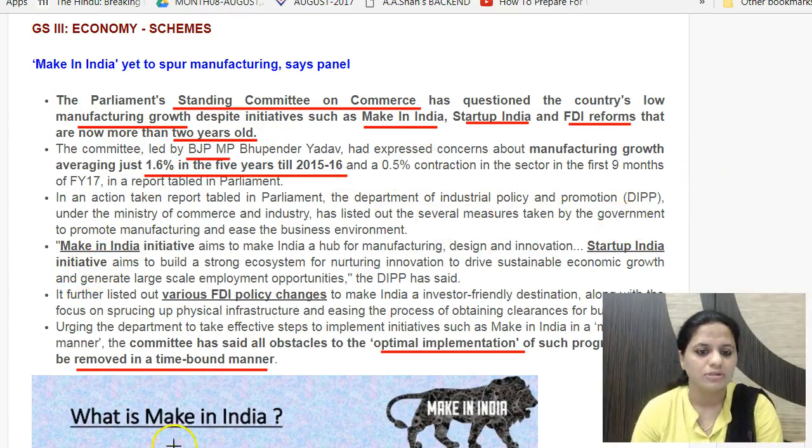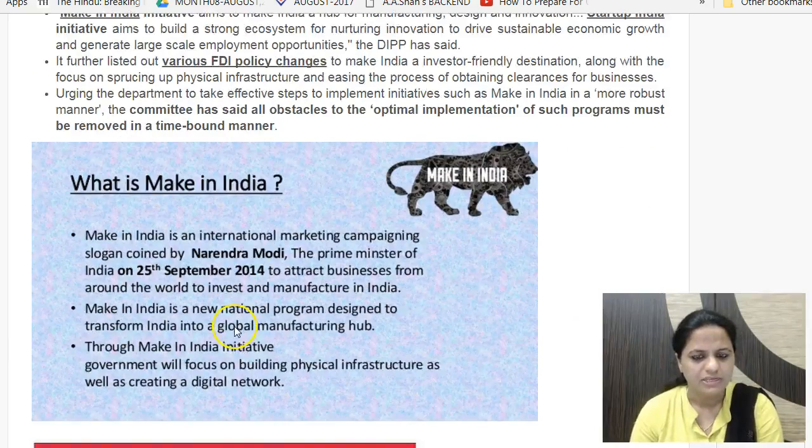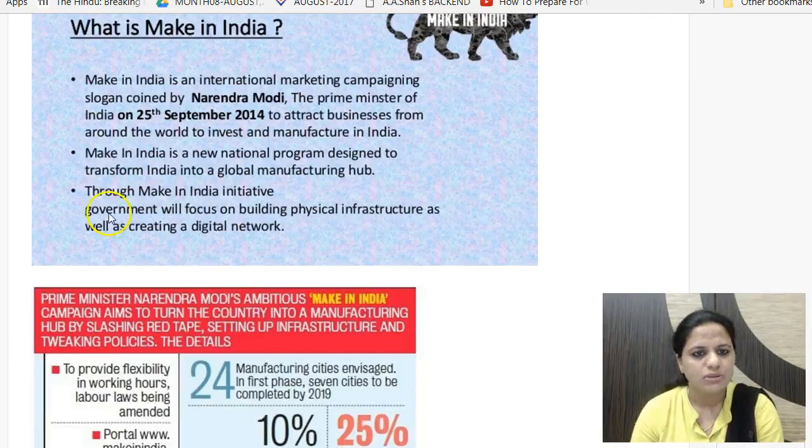So that is a cause of concern. So these 3 schemes, Make in India, Startup and FDI reforms, we'll discuss here. So this is Make in India, which was launched by Prime Minister Narendra Modi in September 2014 to attract businesses around the world to invest and manufacture in India. So Make in India as a brand as such was to be promoted.